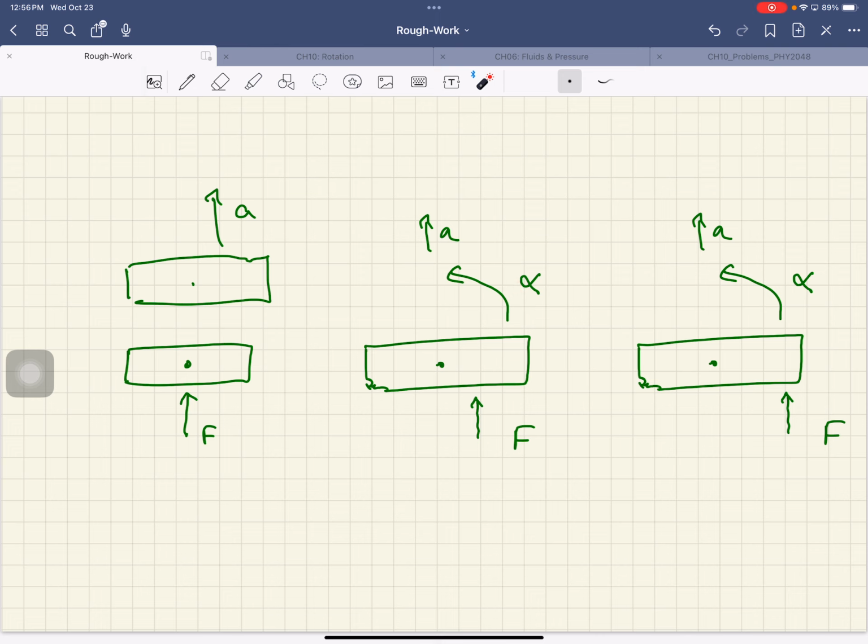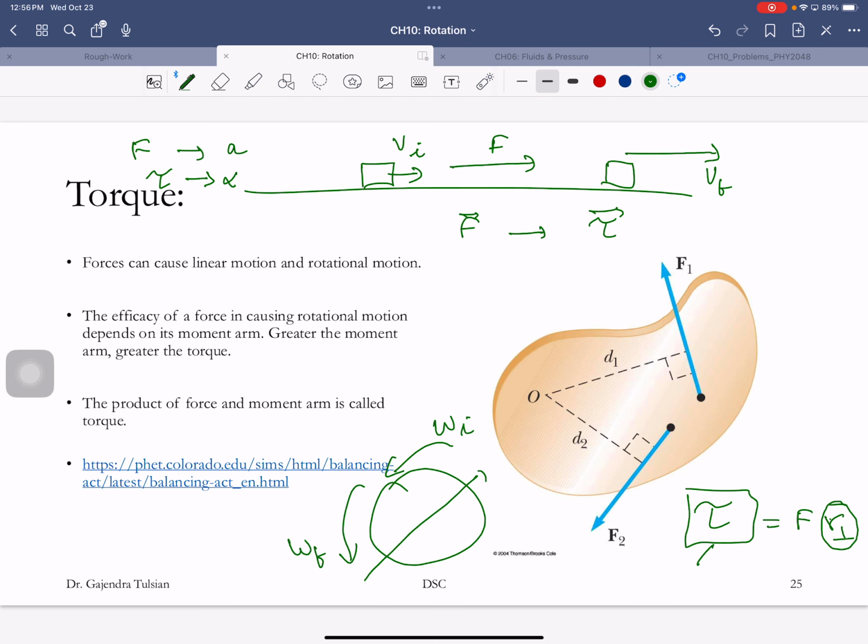The effectiveness of a force in giving you angular acceleration depends on something called the torque, which depends on how large the force is and the moment arm. The moment arm is that perpendicular distance. So forces can cause linear motion and rotational motion. What do torques measure? The efficacy of a force in causing rotational motion depends on its moment arm as well as the magnitude of the force. Greater the moment arm, greater the torque.